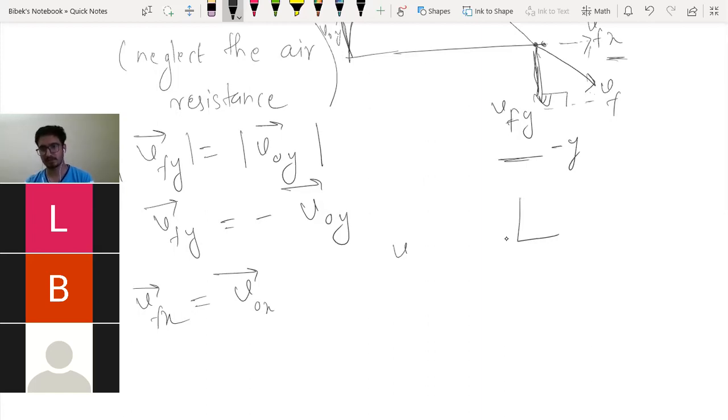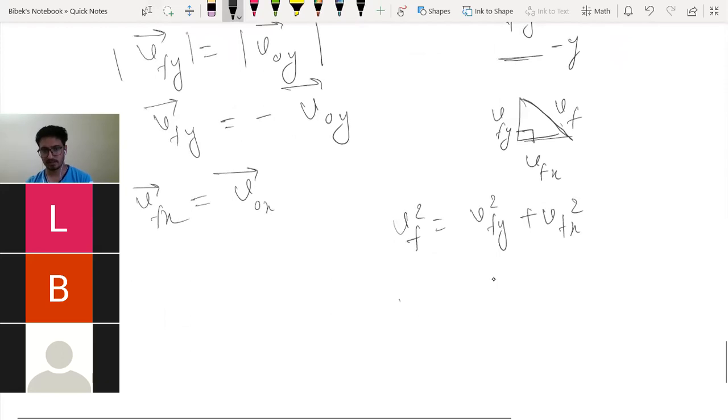So it's a triangle, right? This is v final x, and this is your v final y, with a 90 degree angle in between. How do you find this length, which is your final velocity? V final squared is v final y squared plus v final x squared.